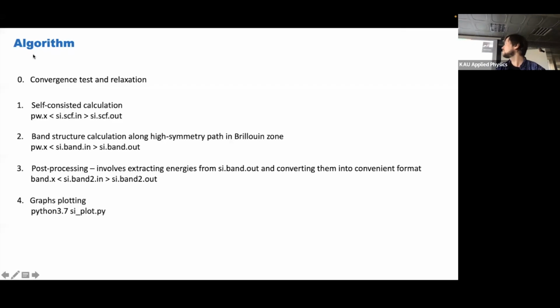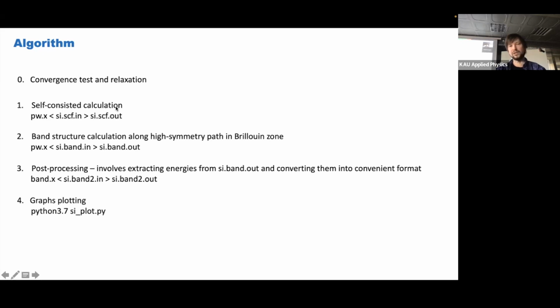You can see this algorithm: step 0, convergence test and relaxation. I haven't told you about relaxation yet, but it will be the topic of our next laboratory work. So we have provided a convergence test, and in most cases it is enough. That's why last time we made this convergence test, to use a good set of parameters in today's calculation, which we have estimated by the convergence test.